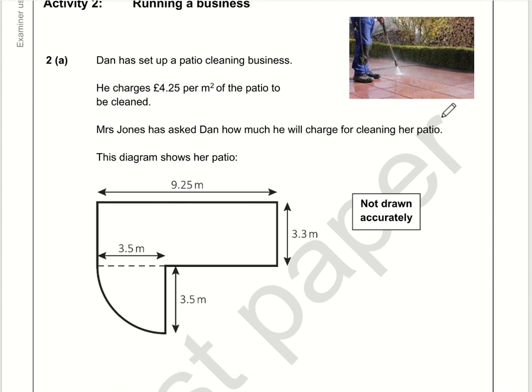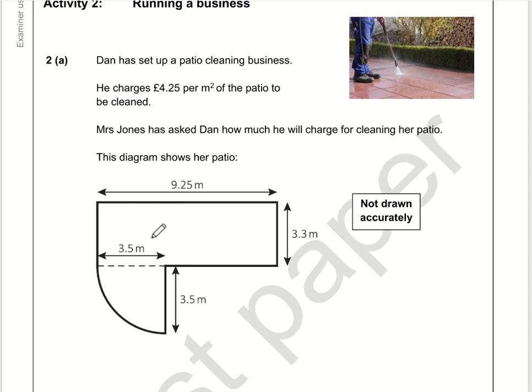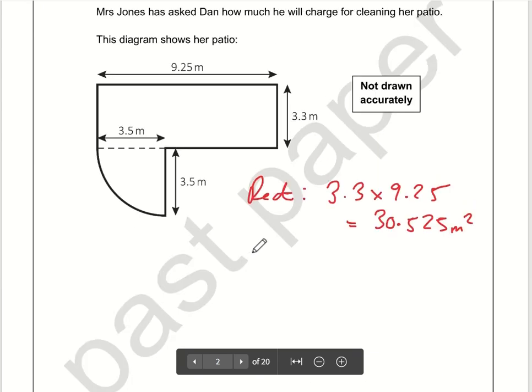So the first thing we need to do is work out the area that we have here. What we've got is a rectangle, and here we have a quarter of a circle. The rectangle should be nice and easy. That's simply 3.3 multiplied by 9.25, and that is 30.525 square meters. Now I believe in the question we've been told to use pi as 3.14.